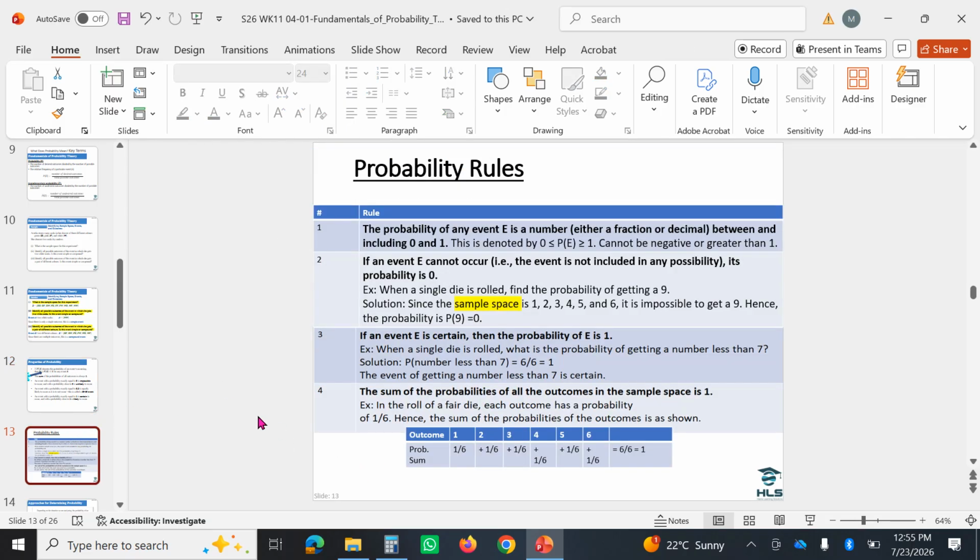Here is a little bit of probability rules, kind of the same thing. It goes over everything here. Just have a look at it. It summarizes where we've been, talking about sample space and all these kinds of things. Have a look at that. Good.